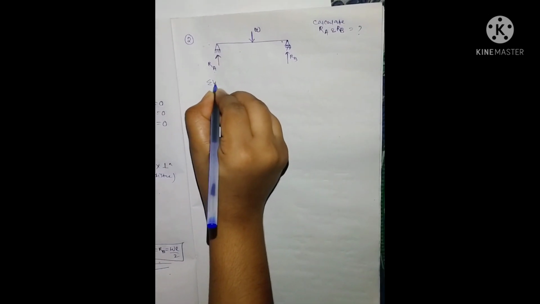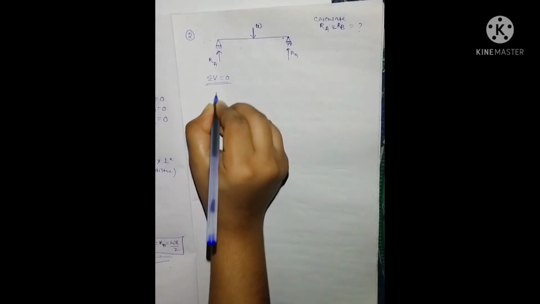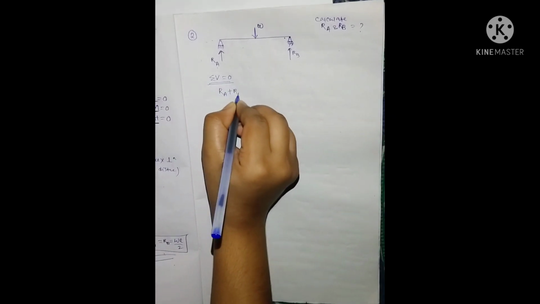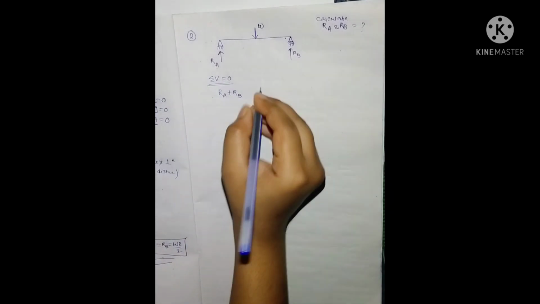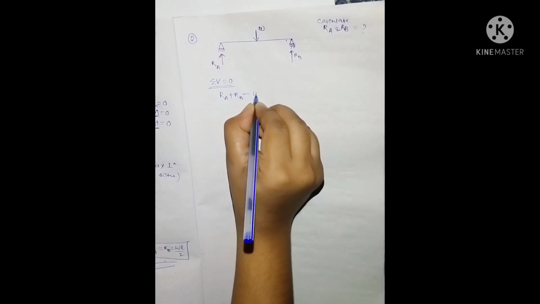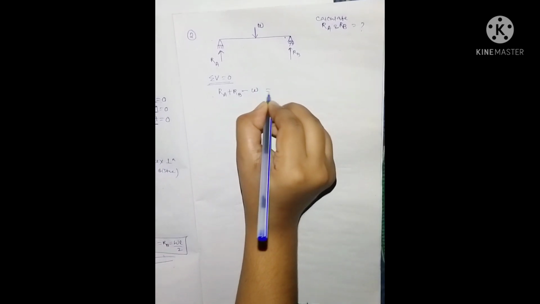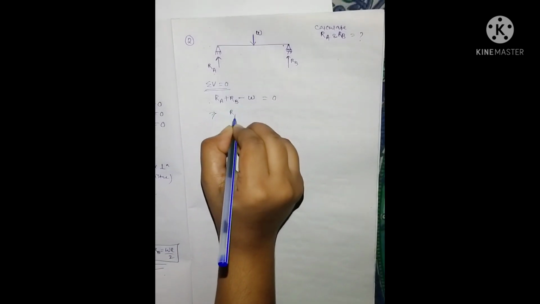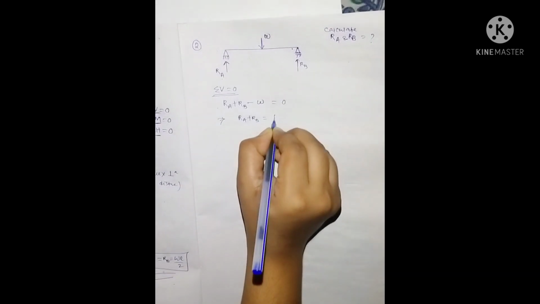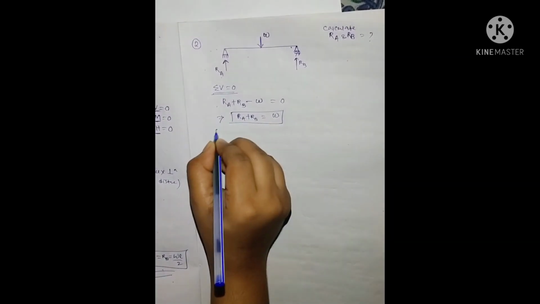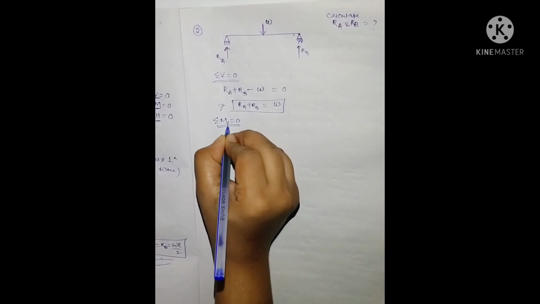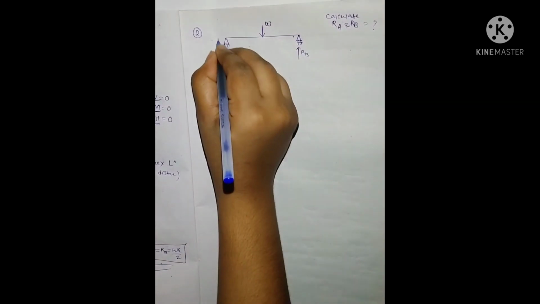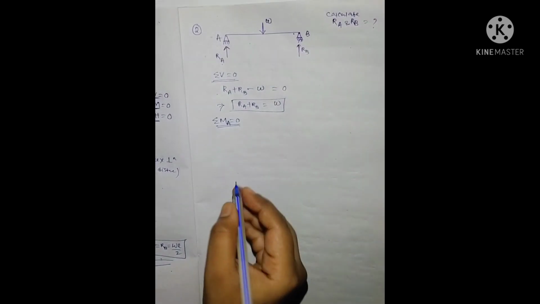Like previous problems, put summation of V equal to 0, that is RA plus RB. It is an upward force, so we take it positive. W is a downward force, so we take it negative, minus W equal to 0. So RA plus RB equal to W. We take summation of M equal to 0, that is summation of moment about point A equal to 0.